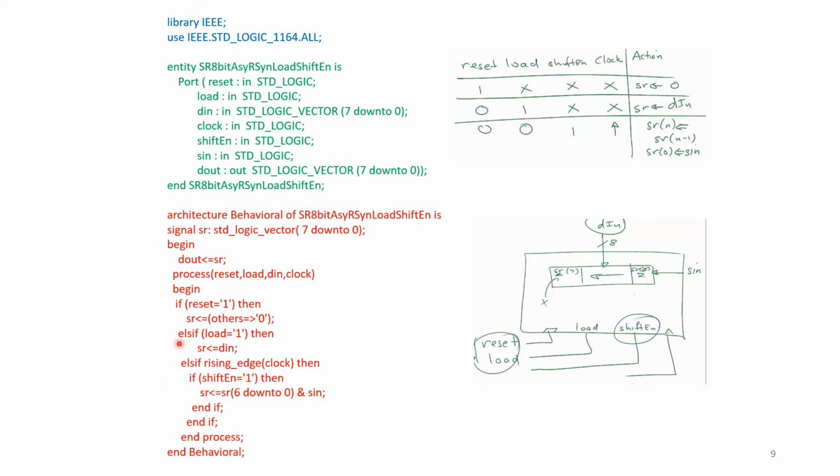In this part we check for the synchronous section. We have shift enable synchronous, right? So whenever shift enable is activated, it will shift the values. It will shift the value 6 down to 0, this is our 7 bit, and data in the initial bit, if you remember. So altogether 8 bit. So if and if, and end process. We started the process here, end process, end behavior. So I think it's clear to you now.